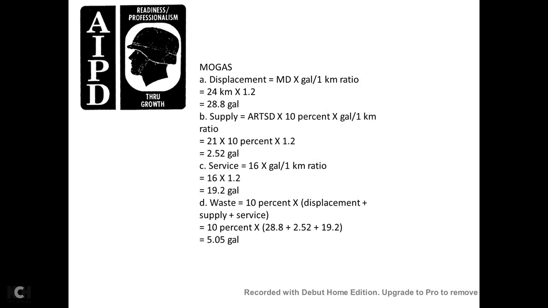MO-gas displacement: MD times the gas kilometer ratio, 24 kilometers times 1.2 gas kilometer ratio, equals 28.8 gallons. Supply: RTSD times 10% times the gallon-per-kilometer ratio, 21 times 10% times 1.2 equals 2.52 gallons. Service is 16 times the gallons-per-kilometer ratio. 16 times 1.2 equals 19.2 gallons.